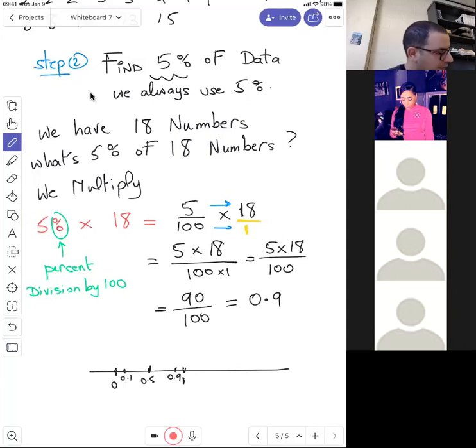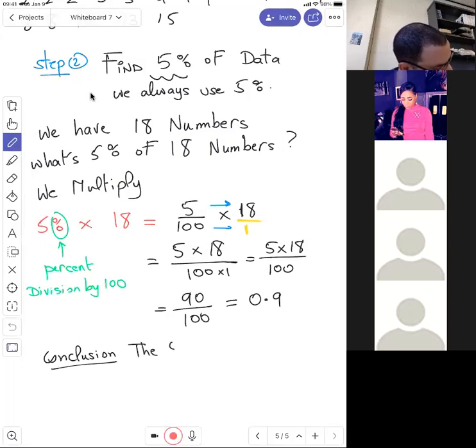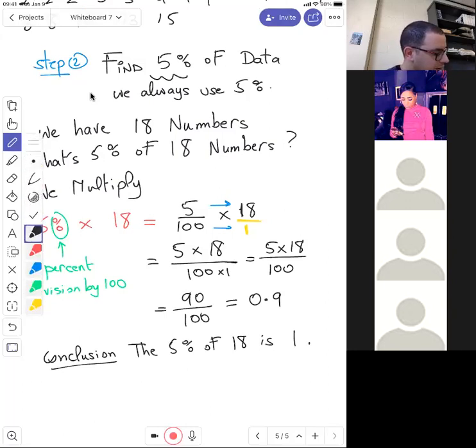So in this case, the conclusion is that 5% of the 18 data values is approximately 1, okay? So again, here you need to round your answer to the nearest whole number, or integer.